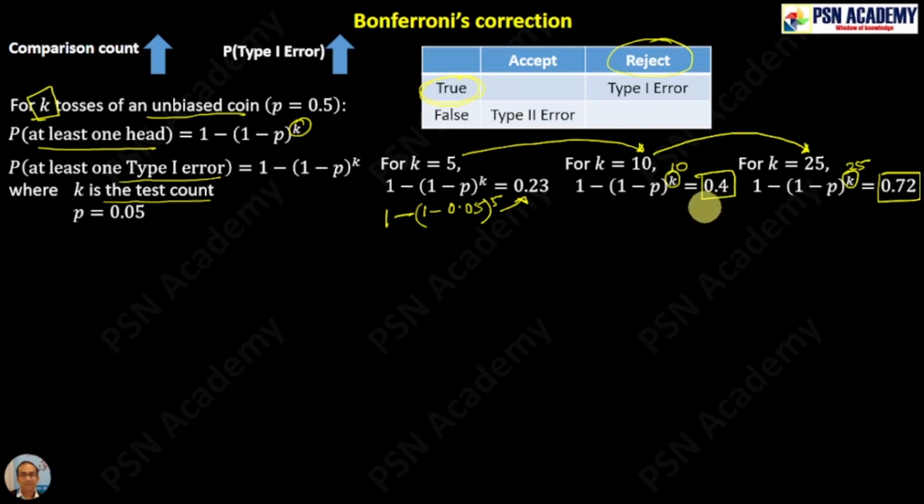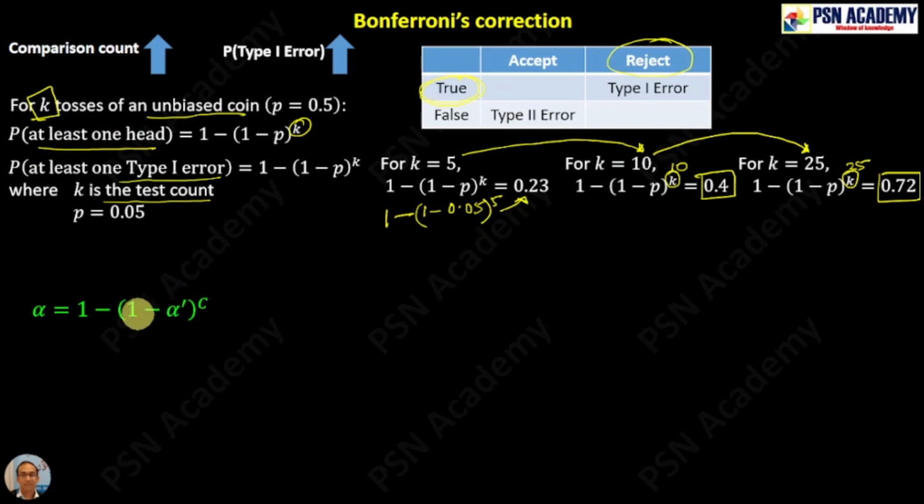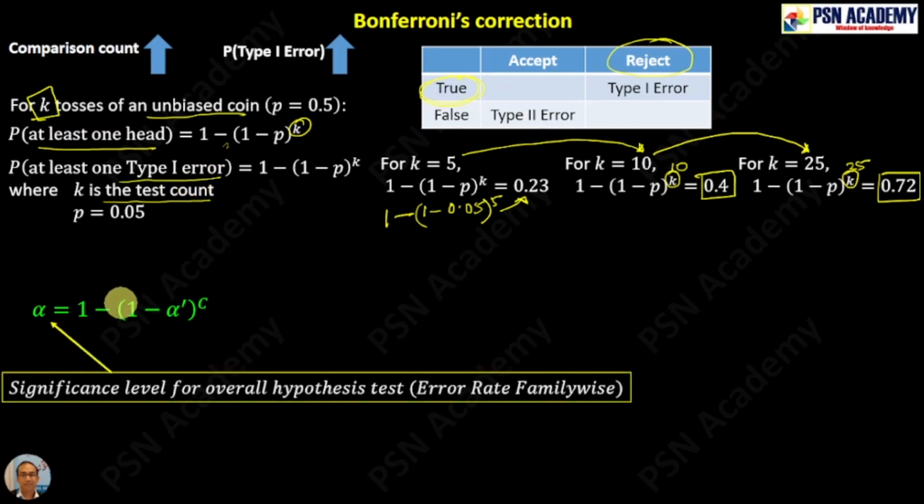So from here, one thing you are suggested is that you apply your intuition and try to minimize the number of comparisons, right? So this is our equation for Bonferroni's correction based on simple probability theory. This alpha is already known to us. There is an overall hypothesis test, and there is a significance level for the overall hypothesis test, which is 0.05.